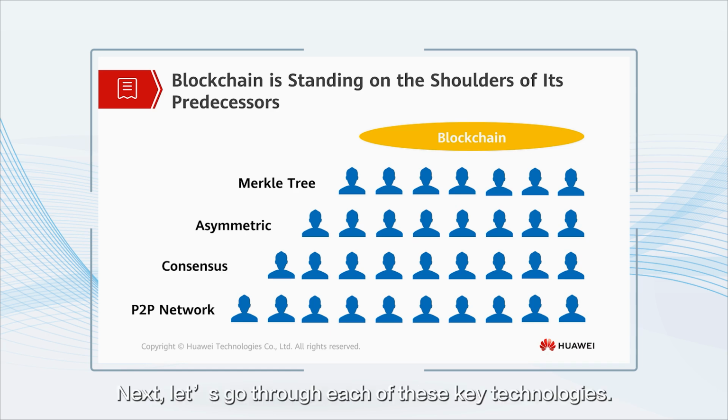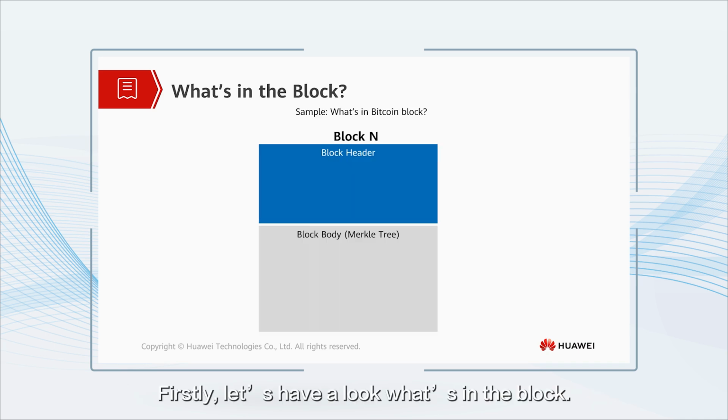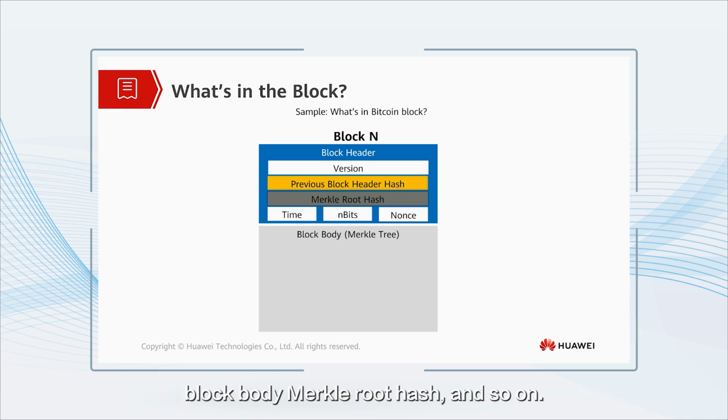Next, let's go through each of these key technologies. Firstly, let's have a look at what's in a block. Let's take the Bitcoin block as an example. A block has block header and block body. The block header is the summary of the block, includes version, timestamp, previous block header hash, block body Merkle root hash, and so on. The length of block header is fixed. For example, 80 bytes for Bitcoin block header.